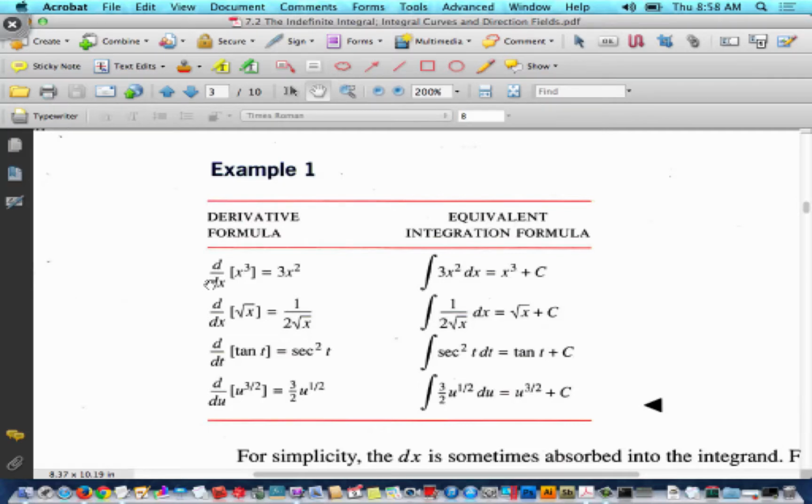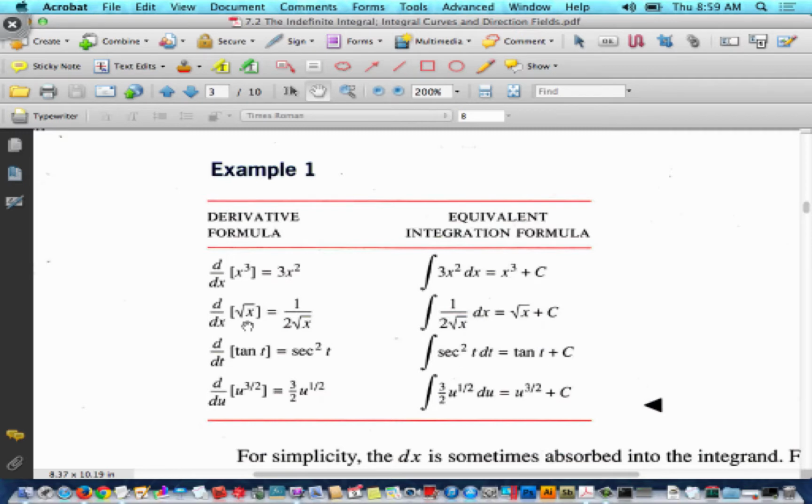All right, we know that the derivative of x cubed is 3x squared. Now, notice we've been using, all the way through chapters 1 through 6, d/dx to denote the derivative. So the way that we're going to denote the antiderivative is with the integral symbol. So anytime you see the integral symbol, what you're doing is you're taking an antiderivative. So the antiderivative of 3x squared is x cubed plus some unknown constant.